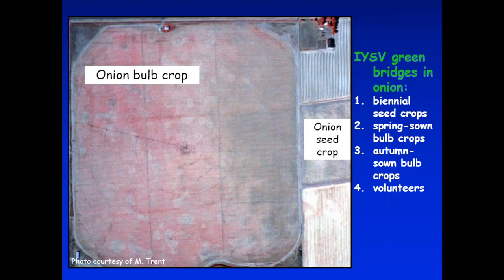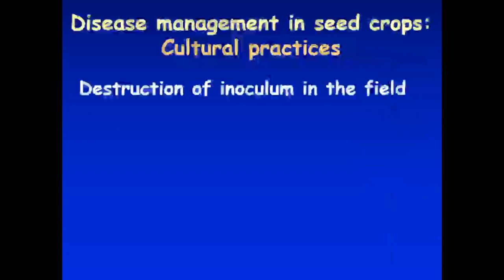It's just, unfortunately, has resulted in iris yellow spot being a very difficult disease to manage, and it's had a big impact on onion seed production in central Washington. Okay, I beat that to death, hopefully, but that's a good lesson because this green bridge effect we run into very frequently. Destroying inoculum in the field.